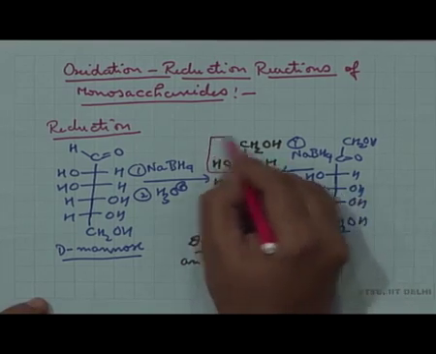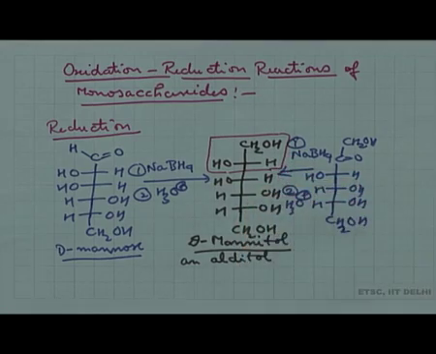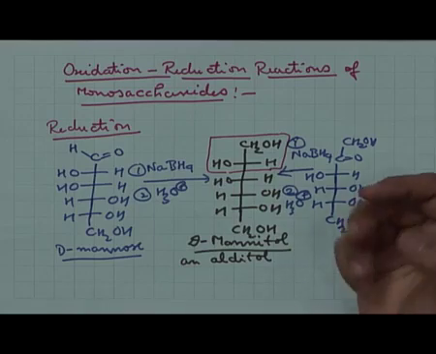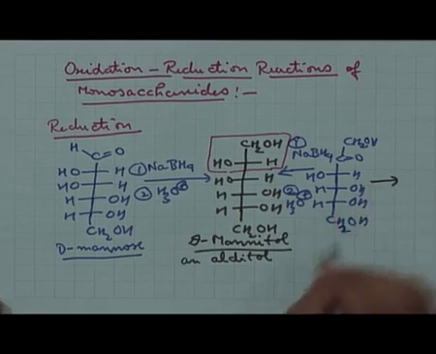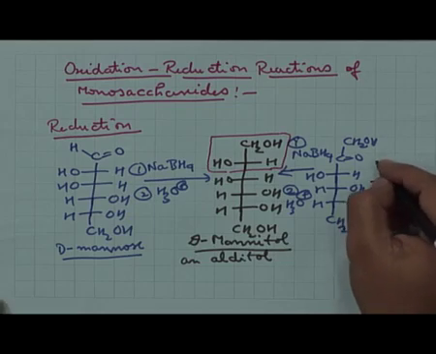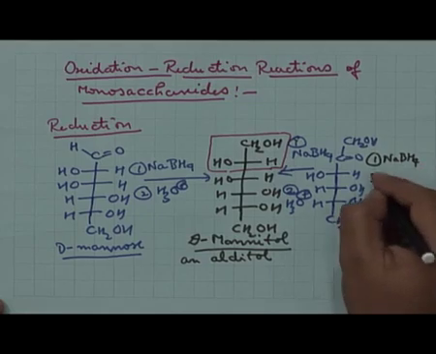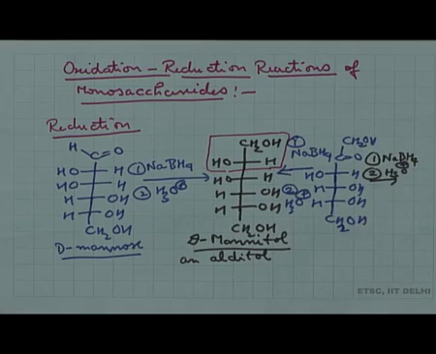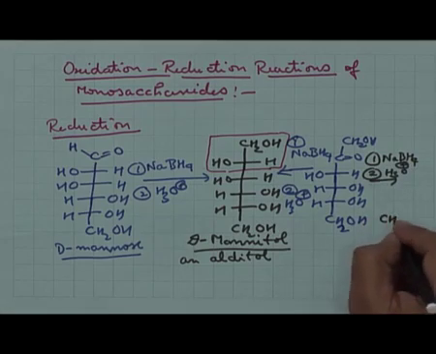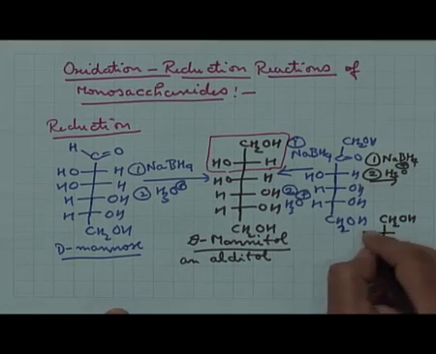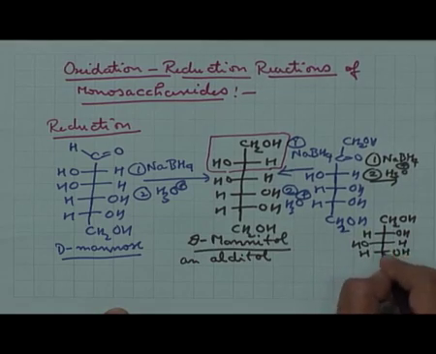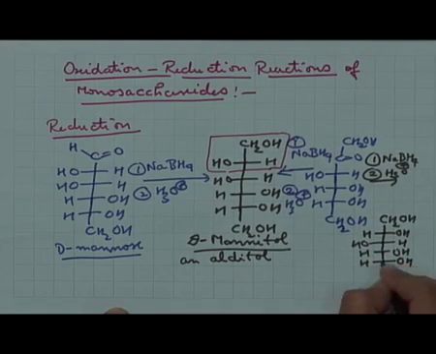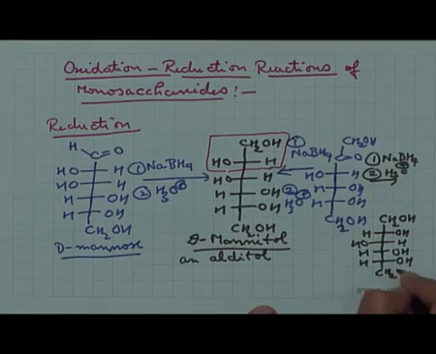It will generate two stereoisomers. So, if it is getting attacked from the bottom face, then it will generate D-mannitol, but if it gets attacked from the top face, then again with sodium borohydride and the second step of hydronium species, that will give the reduced compound where the hydroxyl is at the right side. So, this will give D-glucitol.